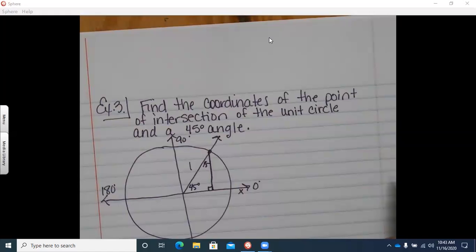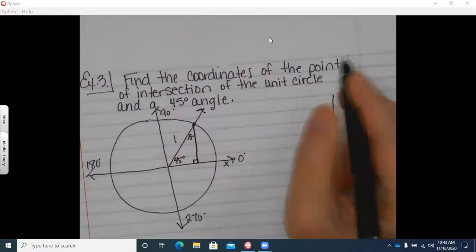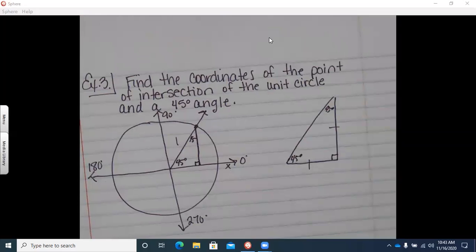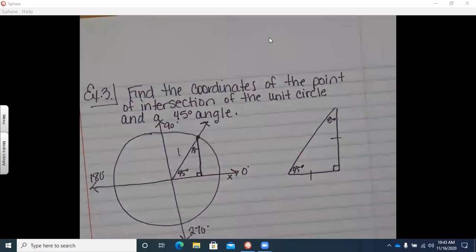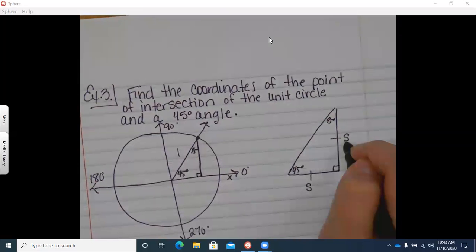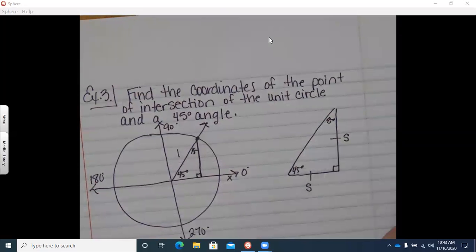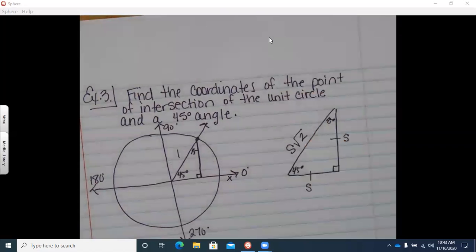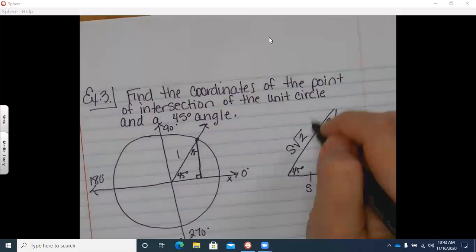We know that in a 45, 45, 90, since two angles are equal, the legs opposite those two angles are equal, right? And if you recall, if we let S represent the two legs, what's the length of the hypotenuse? S times the square root of 2. Well, we only know the length of one of our sides, am I right? Which one do we know the length of? Hypotenuse. So we know that S square root of 2 is equal to 1.